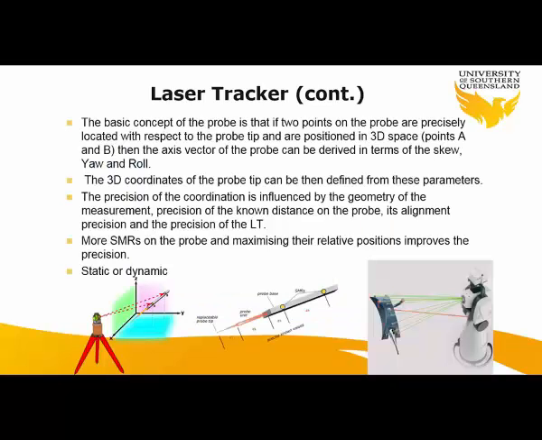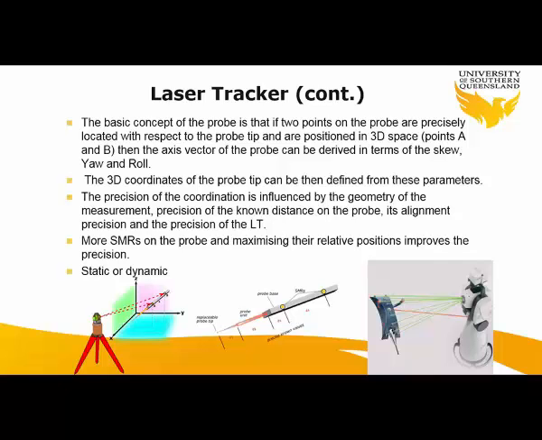The use of a probe basically improves the flexibility of the laser tracker system, so you can measure to an object that you don't have the line of sight to. How the probe is working is very simple. I can show you on the image. The probe itself has 2 SMRs. Sometimes it comes with 3 SMRs.